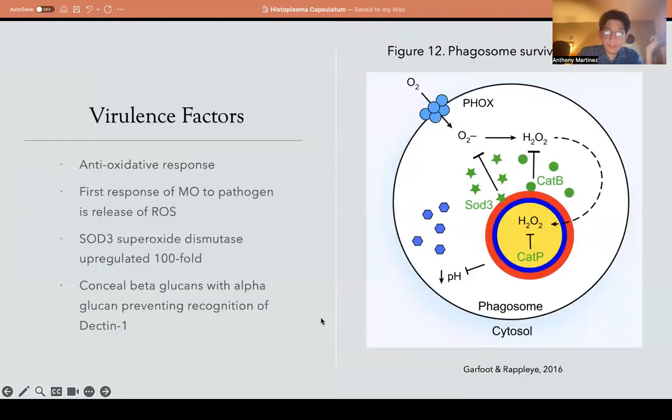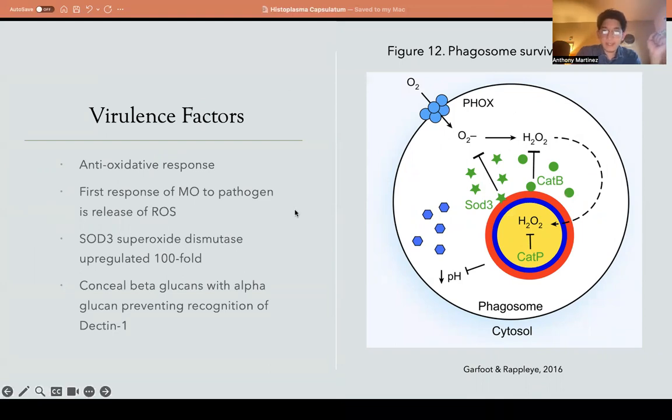So another virulence factor is its ability to survive in the macrophage itself. So when the macrophage encounters the organism, it's going to start producing these reactive oxygen species, especially if that dectin-1 molecule recognizes the beta-glucan in the cell wall of the yeast. It's going to start producing these reactive oxygen species. And when it's internalized in the phagosome, it's going to further encounter these reactive oxygen species. So how is it going to be able to subvert this?